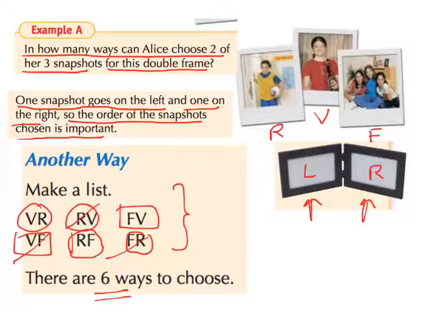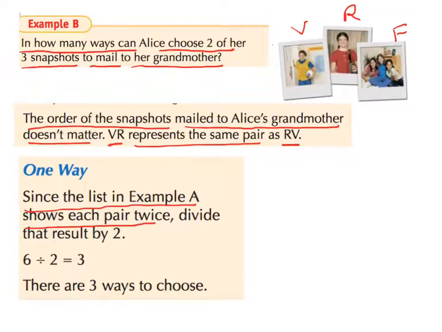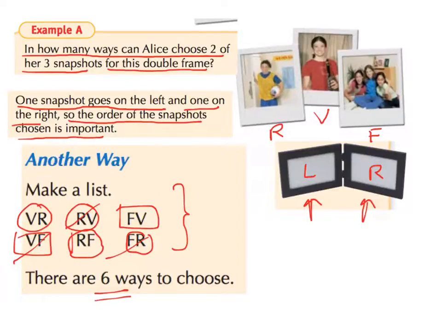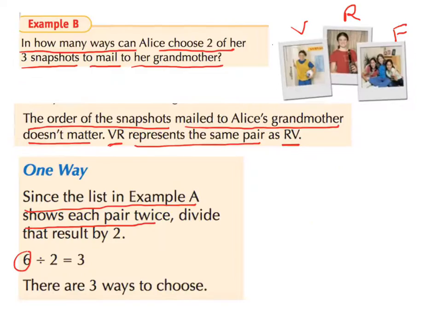So what is the total number of choices he has if the order does not matter? There were 6 choices over here. Since it is repeated, remove the repetition, divide by 2. So you have 3 ways to choose.